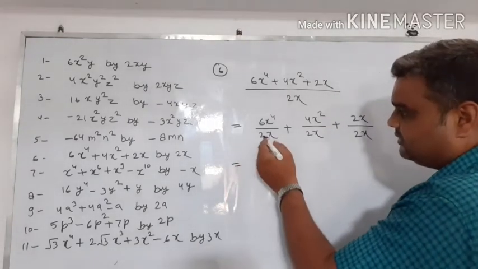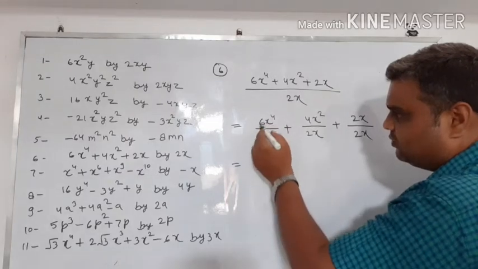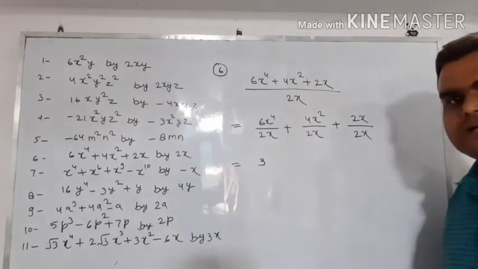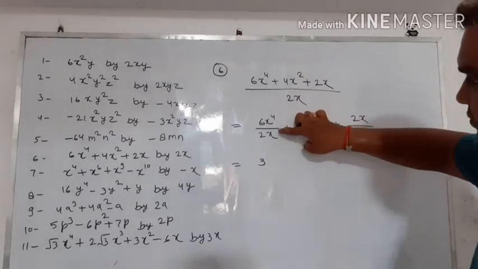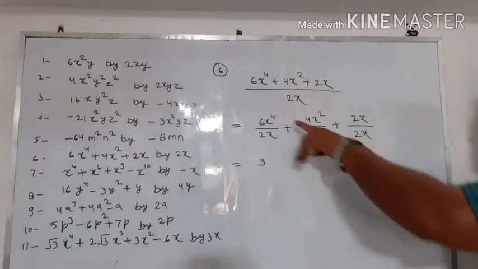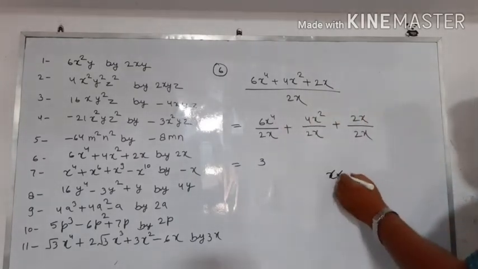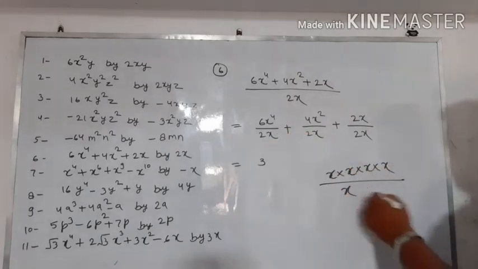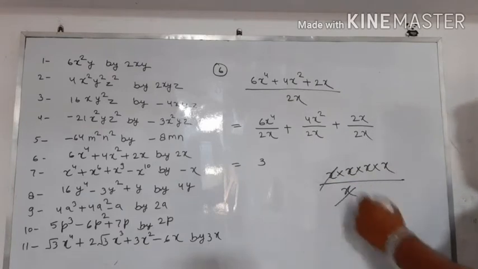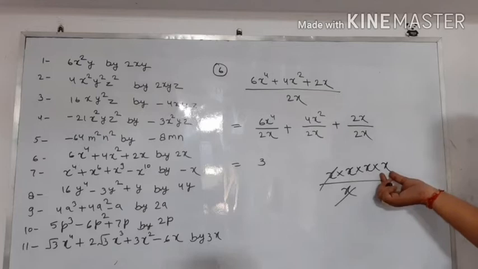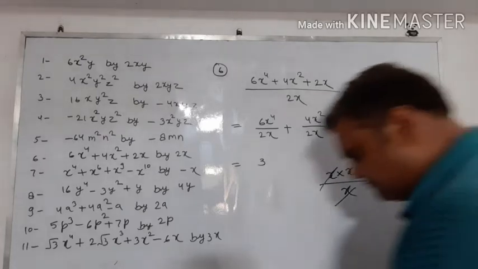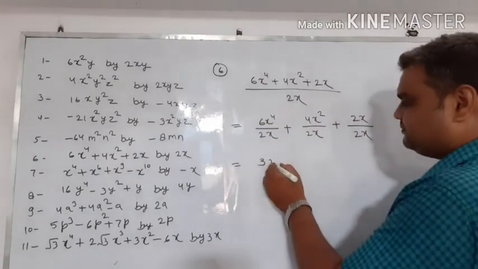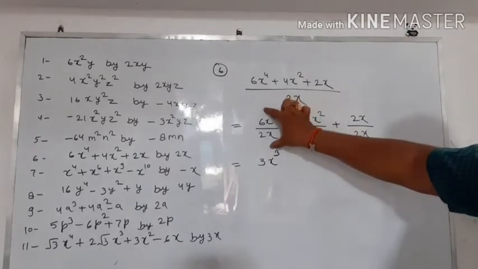We know that when 6 is divided by 2, it will come 3. And when x to the power 4 is divided by x, let's see what happens. X to the power 4 we can write as x into x into x into x. And when we are dividing by x, only one x will be cancelled. So we have x into x into x, which we can write as x cube. So when x to the power 4 is divided by x, we will have x cube. This part of the term we have done.